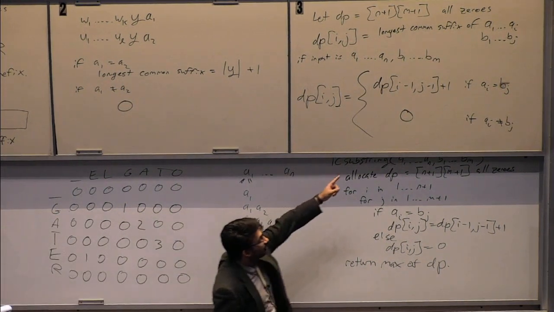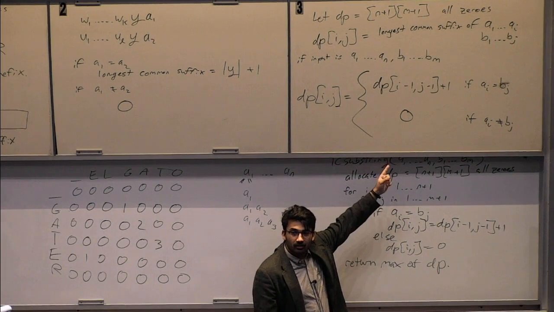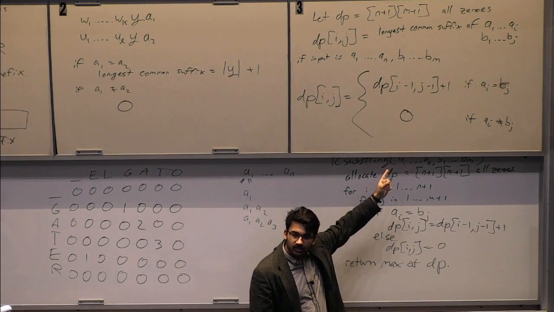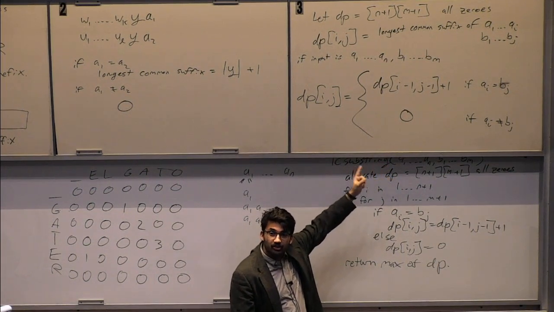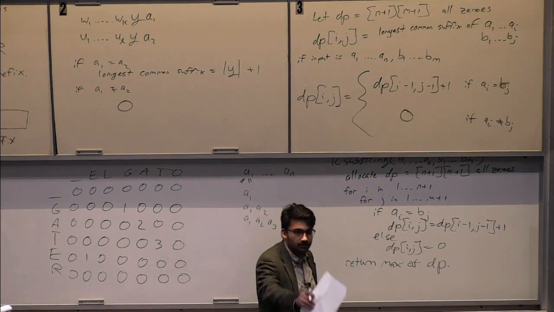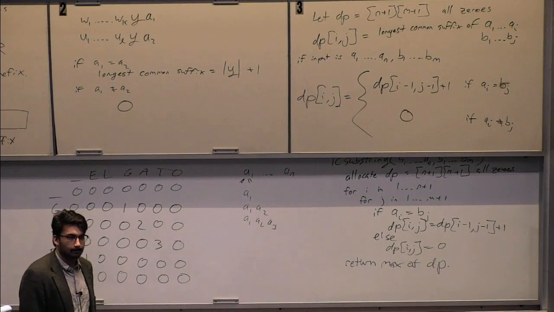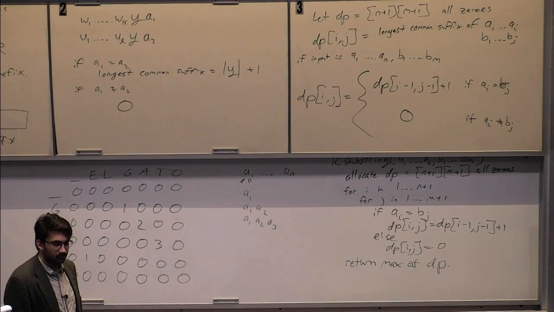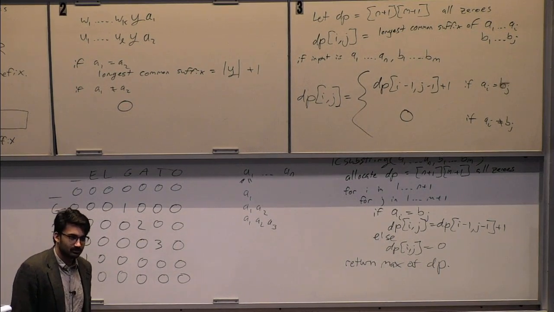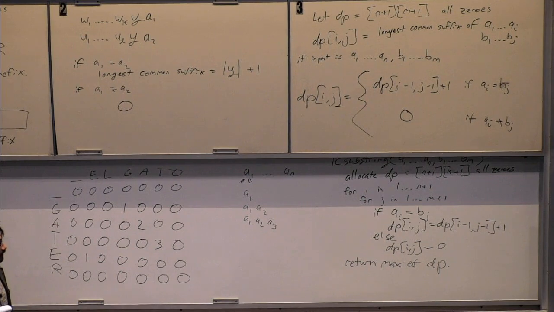The recurrence here has 0, but that's not true for the subsequence problem. It's true for the suffix problem, but not the subsequence problem. Yes, that's the recurrence. That'll end up being the recurrence. So any more questions on substring before we get to subsequence?